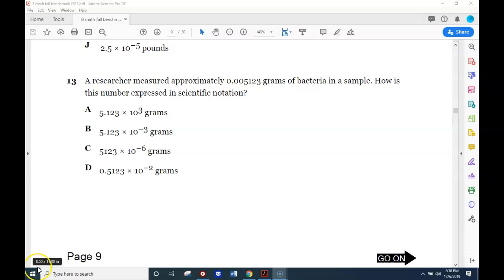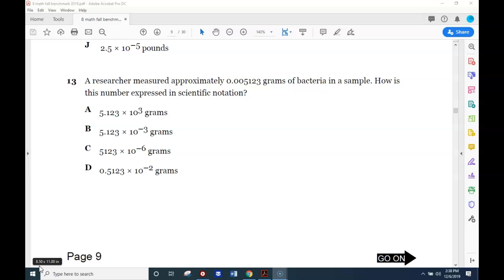Number 13. A researcher measured approximately 0.005123 grams of bacteria in a sample. How is this number expressed in scientific notation? A. 5.123 × 10^3 grams. B. 5.123 × 10^-3 grams.